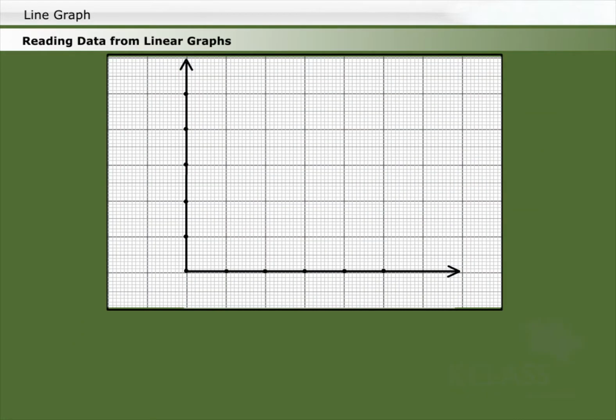A graph is said to be linear when the plotted points form a pattern which is a straight line. Line graphs compare two variables. Each variable is plotted along an axis. So, if you want to graph the profit made by a company every year, you could put years along the horizontal line or the x-axis and the profit along the vertical line or the y-axis.